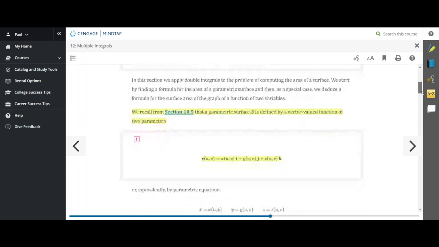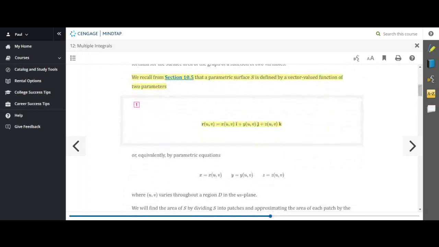So, all right. Remember section 10.5, you learned that you could trace out a parametric surface S in three-dimensional space. You could trace that surface out using a vector function of two parameters, u and v. Okay, so you have components x, y, and z, and you have a vector function of two variables. So for instance, a helix can be traced out with a vector function of two variables.